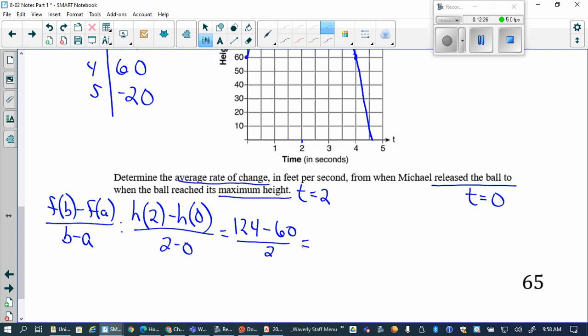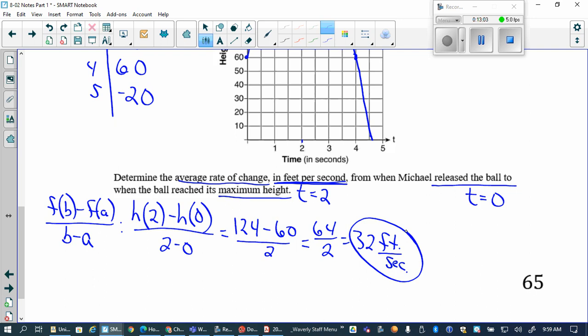Equals 32. 32 what? Yep, you got to see, that's what you should have in there. So that's 64 over 2, which is 32 feet per second. Okay?